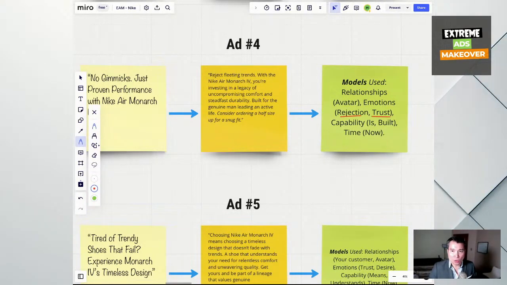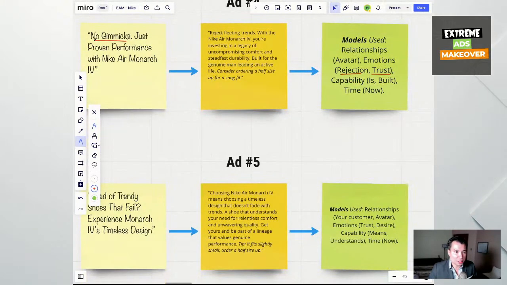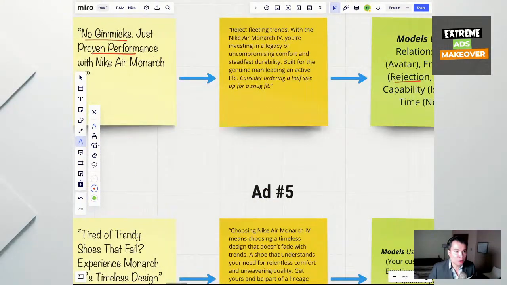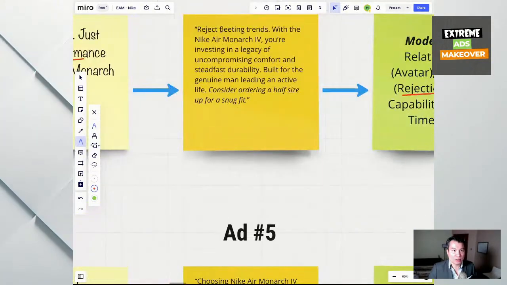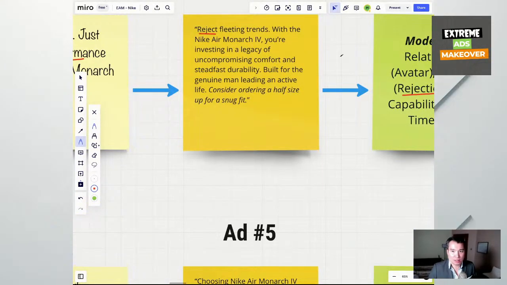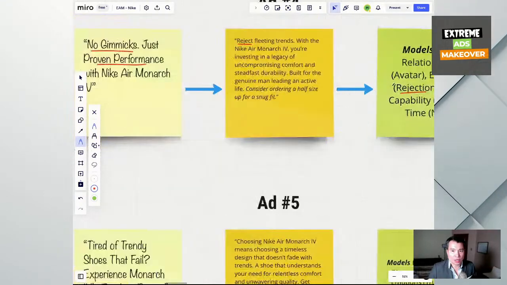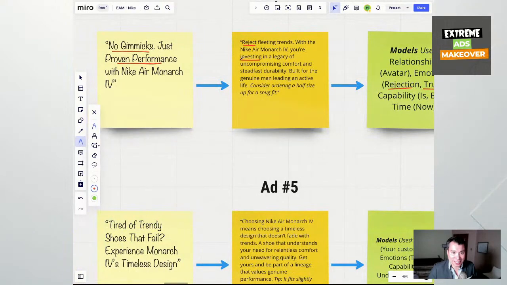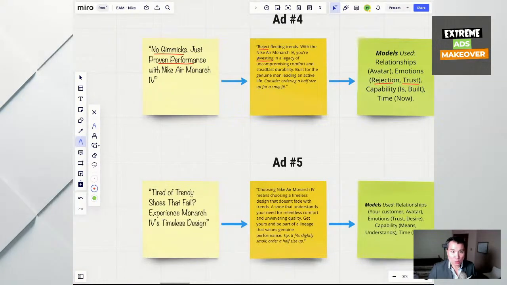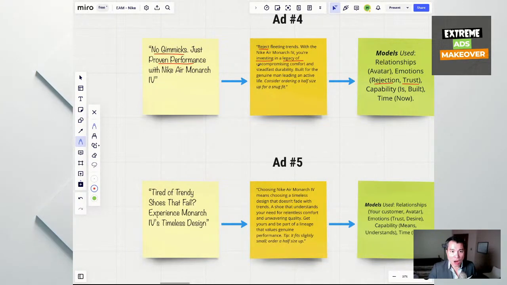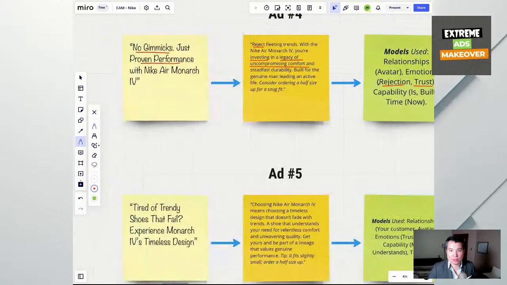Okay, so no gimmicks. Let me zoom in. No gimmicks. Just proven performance. Now, reject fleeting. We talk about rejection, right? Rejecting fleeting trends with the Nike Air Monarch. You are investing in trust, because when you trust something, you will invest, right, in a legacy of uncompromising comfort, capability, uncompromising comfort, and steadfast durability.